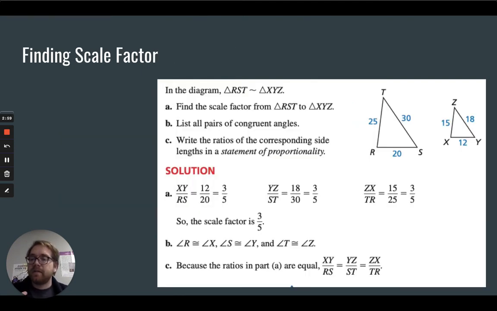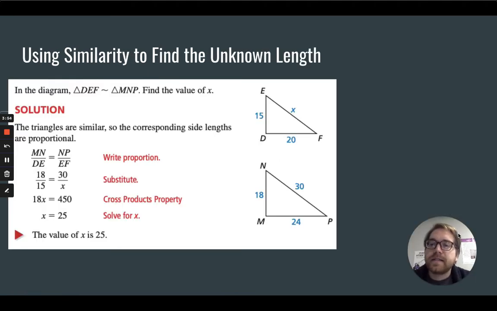So you'll look at an example of finding scale factor. We'll walk through this example and break it down. The idea is, given similar figures, can we identify the scale factor, the common ratio between the side lengths, identify the congruent angles, and then write out a ratio statement. We'll also look at an example where we use the fact that two figures are similar to find one of their unknown sides. Because if you know that the side lengths are proportional, then you can set up a proportion and solve for one of the unknowns. We'll look at that example as well.